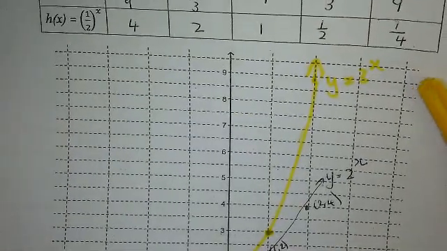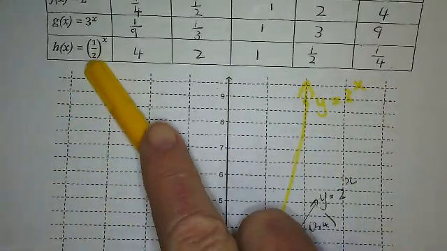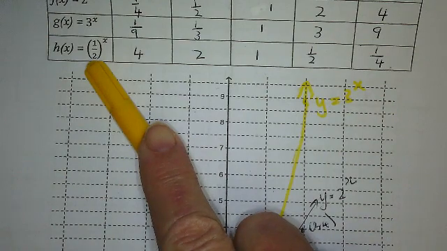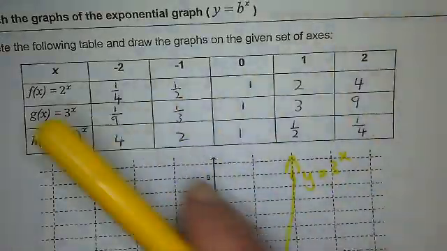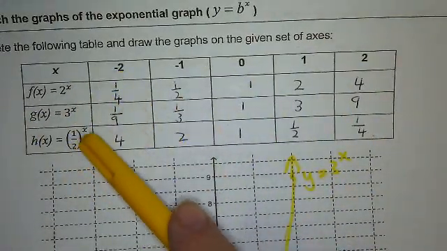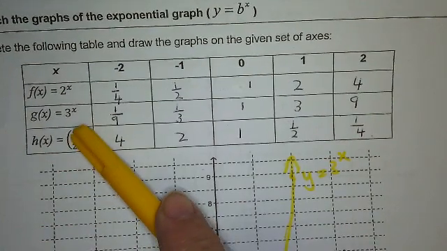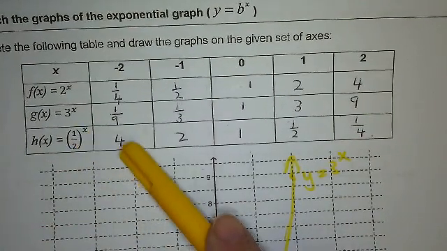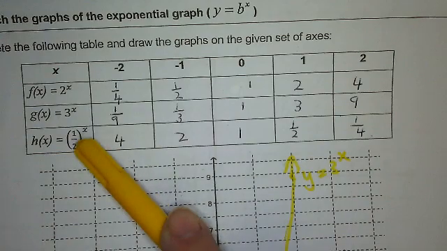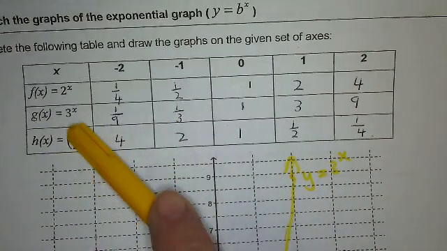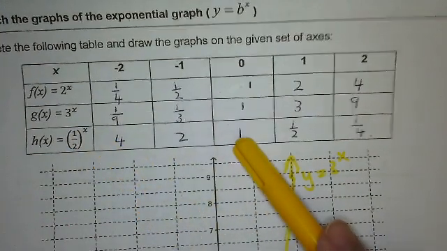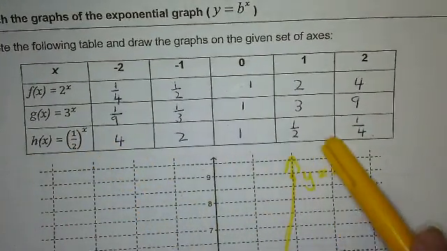If you look at that one, now my base is a half. It's less than 1, but it's still positive. It's a proper fraction. So if I take my negative 2, and I plug it into the place of x, so a half to the negative 2 is giving me 4. A half to the negative 1 is giving me 2. Any base to the 0 will be 1. And then you carry on.